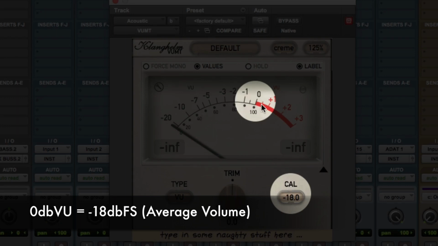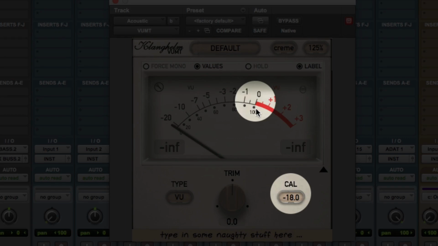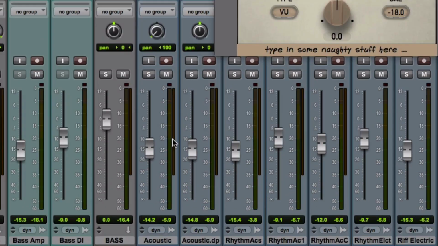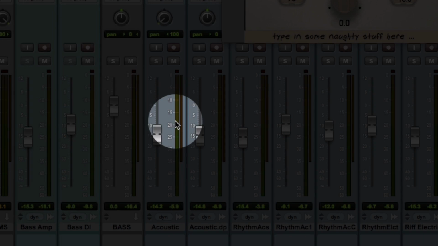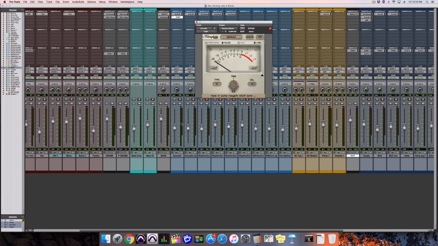So if the needle's touching zero here, this is saying the average volume of this track is hovering around minus 18, which over here on my acoustic track would be right about here. Let's take a look. In real time, you can look at the same signal with a full scale meter and a VU meter, and you can look at how they look different, but they're measuring the same volume.